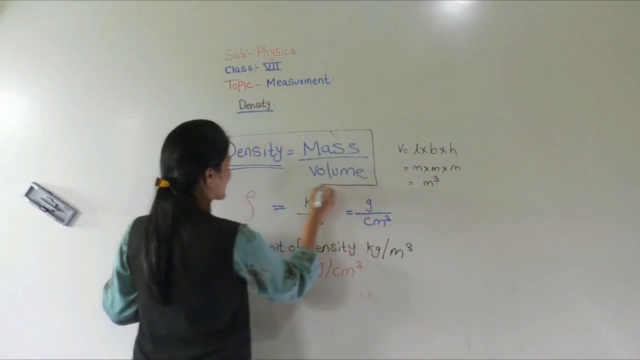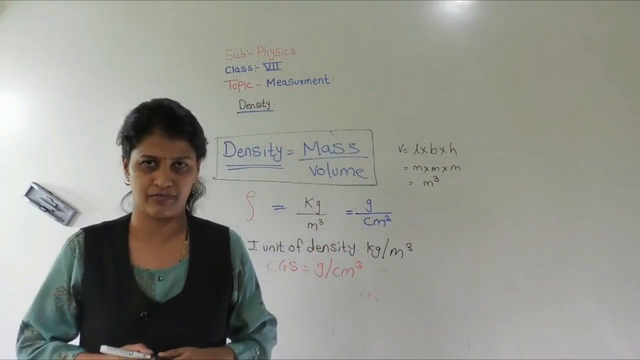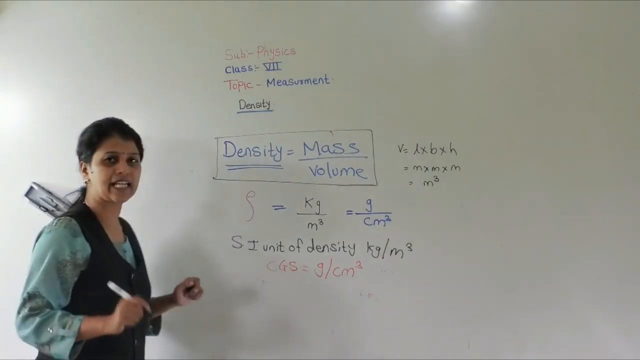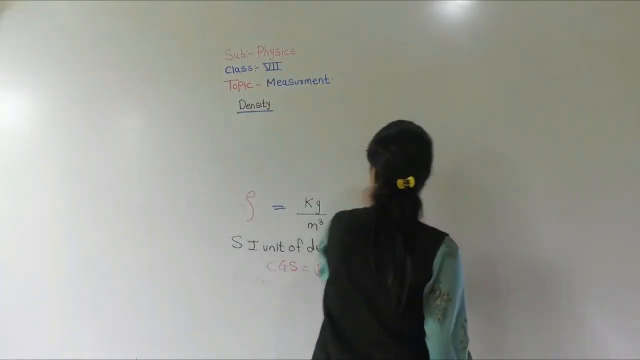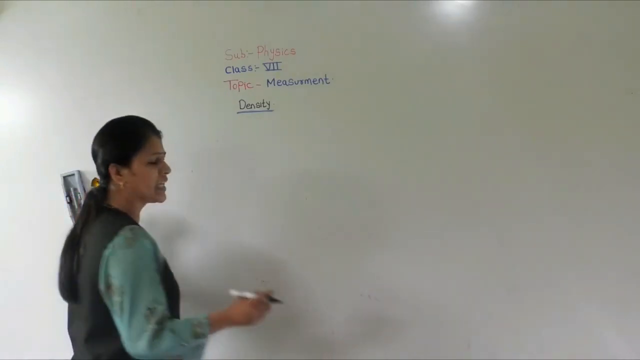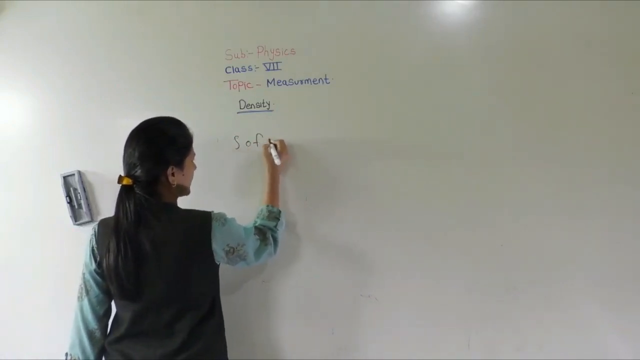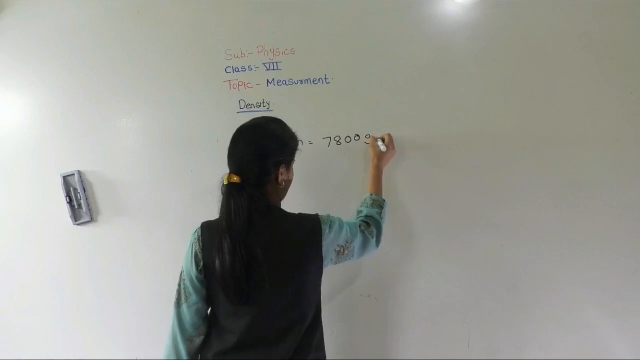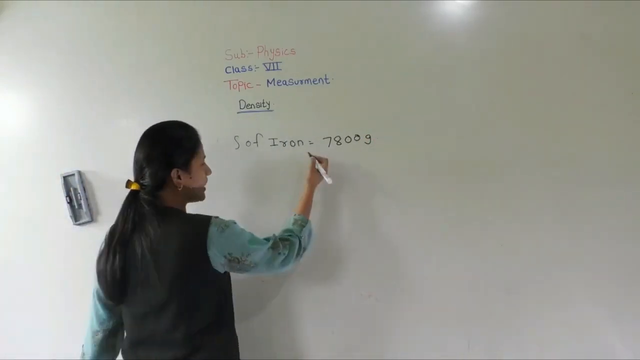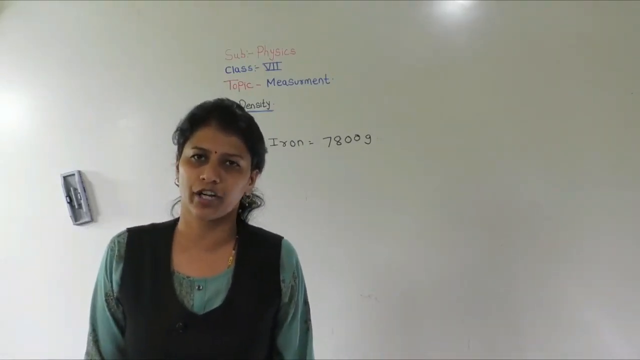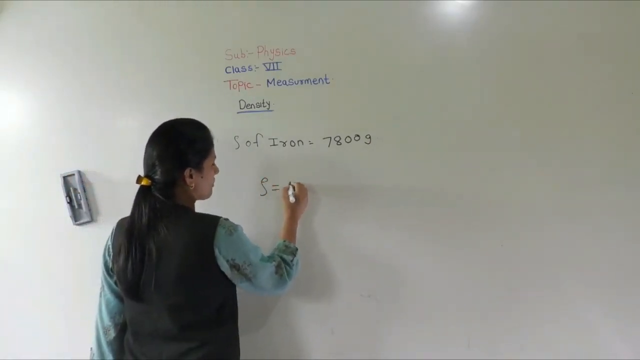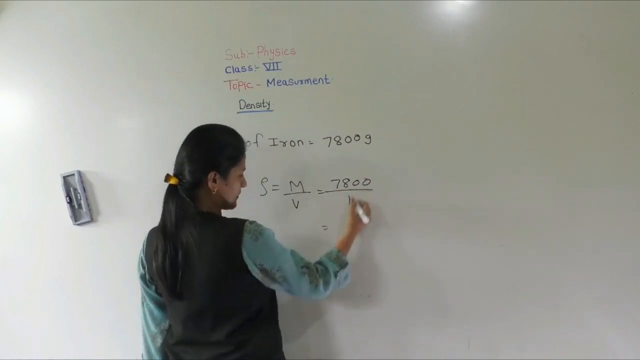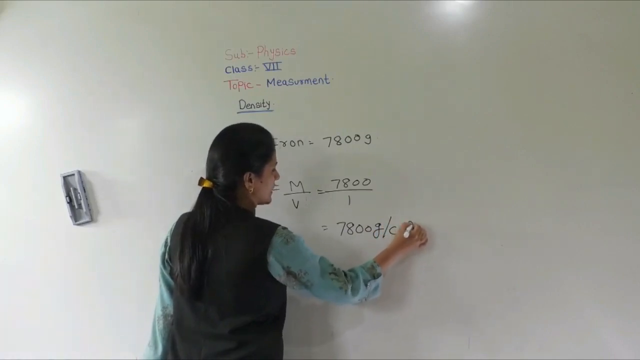By using this formula, density is equal to mass upon volume, we have to solve the word problems related to this. For example, suppose the density of iron is given to you as 7800 gram, in a water of 1 centimeter cube. What will be the density? Density is equal to mass upon volume. Volume is 1 centimeter cube. So it will be 7800 gram per centimeter cube.